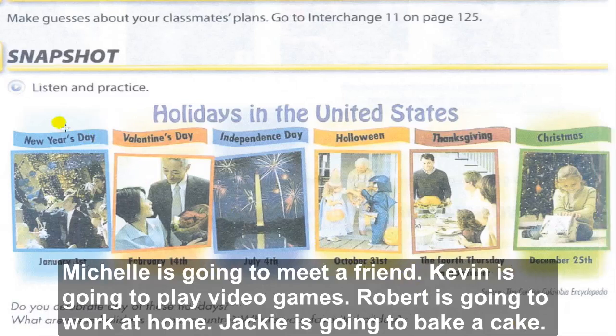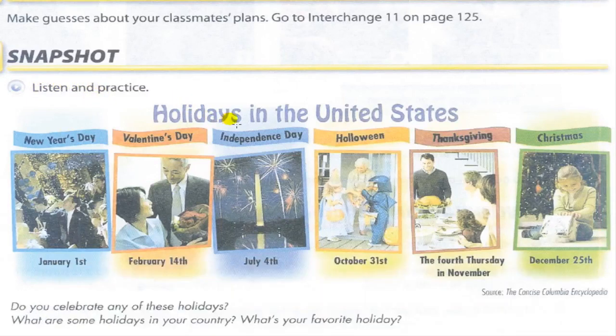Snapshot. Listen and practice. Listen and repeat. Holidays in the United States. Look at the picture where you see some people. They're singing, dancing. They're having fun. This is New Year's Day. This is on January the 1st. Let's listen. Page 74, Exercise 7.